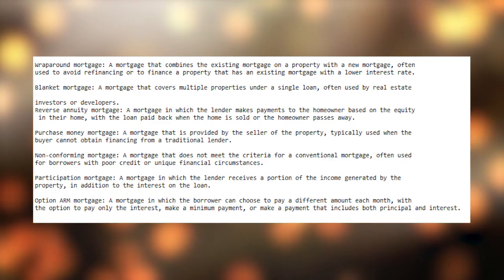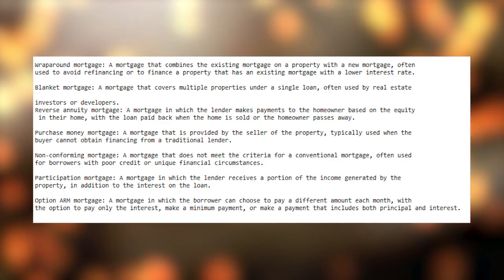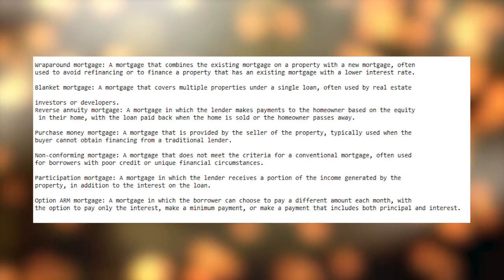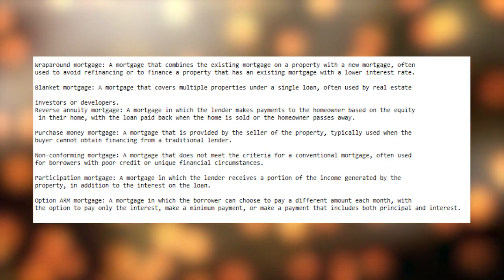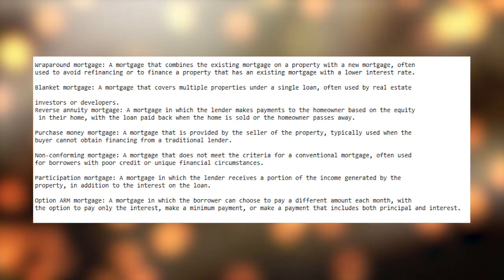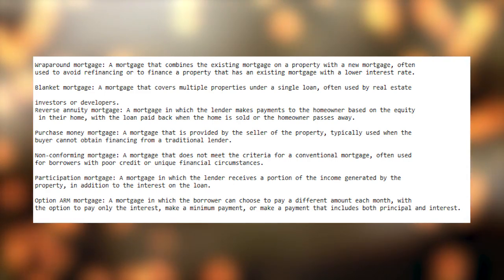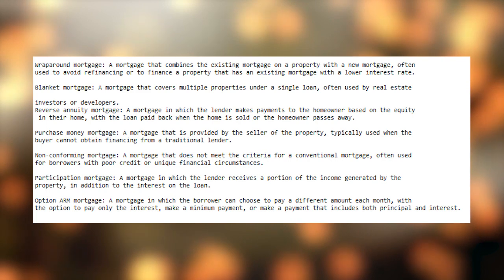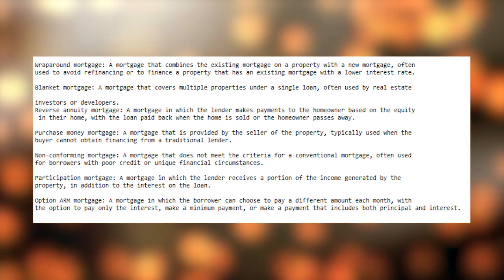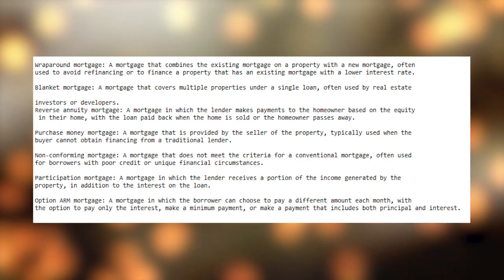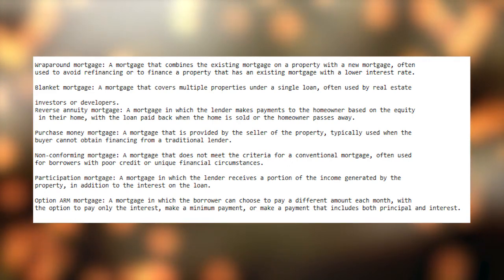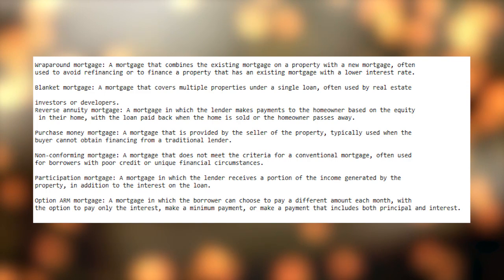Blanket mortgage, a mortgage that covers multiple properties under a single loan, often used by real estate investors or developers. Reverse annuity mortgage, a mortgage in which the lender makes payments to the homeowner based on the equity in their home, with the loan paid back when the home is sold or the homeowner passes away. Purchase money mortgage, a mortgage that is provided by the seller of the property, typically used when the buyer cannot obtain financing from a traditional lender.